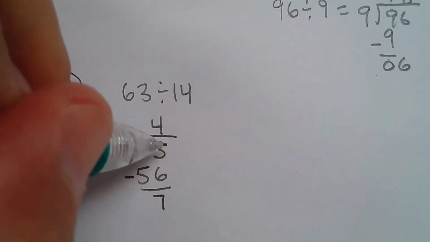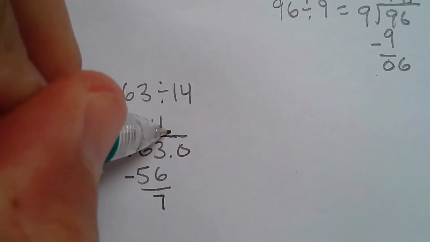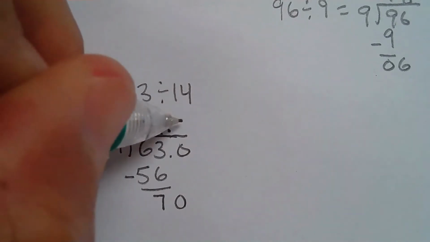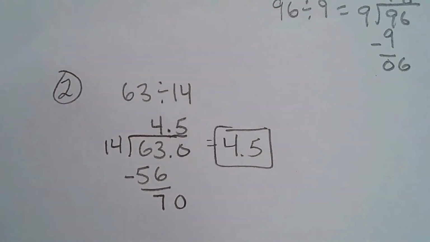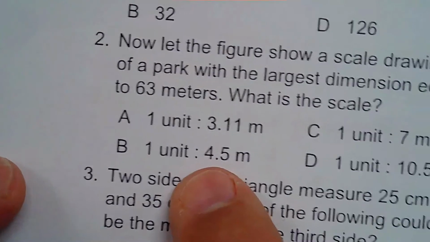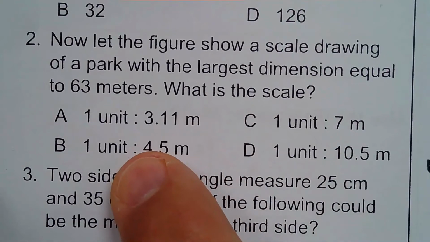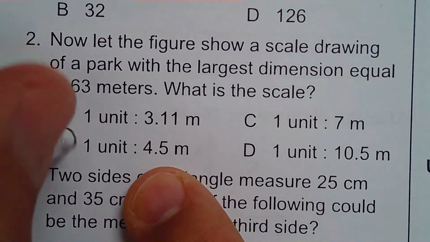And I could add a decimal here. Decimal, 0, that should be 5 times. So it'd be 4.5. And how did I know? Because when I look at my possible answers, I have this right here. So 1 unit in the drawing is 4.5 meters in real life. So that would be B.